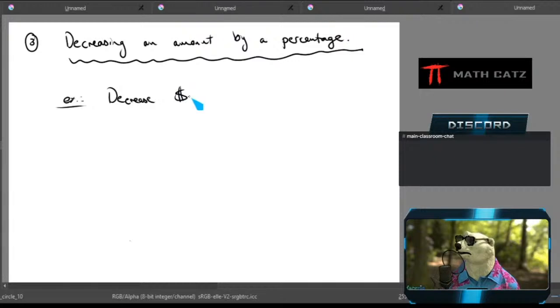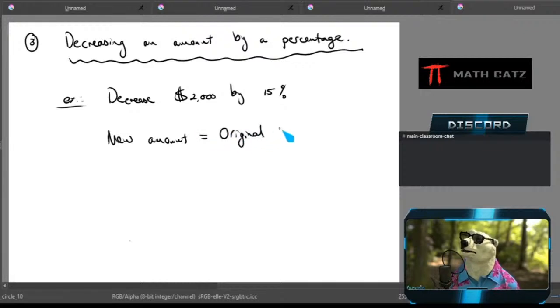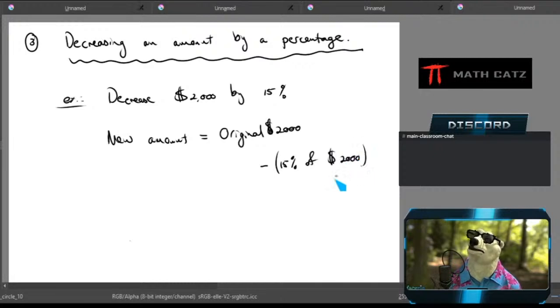Decrease $2,000 by 15% for whatever reason. So now it's very similar. It's not the same. My new amount is going to be the original $2,000, take away 15% of $2,000. Decreasing. I'm losing some money.